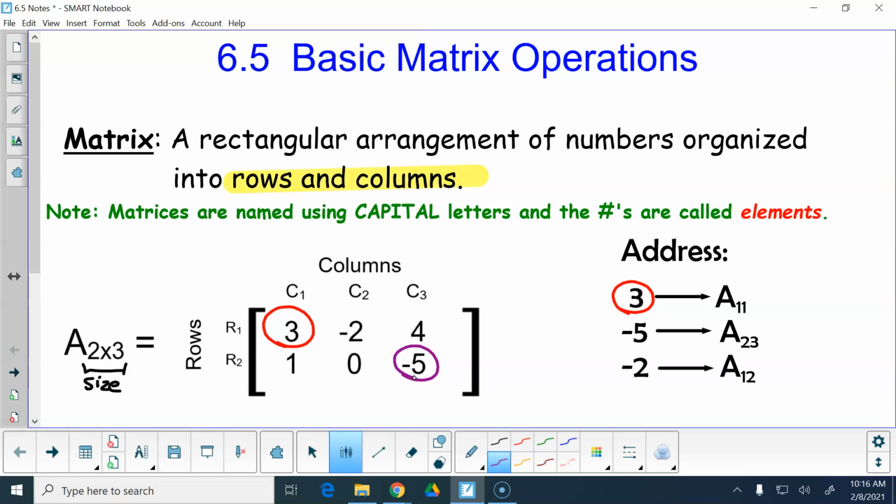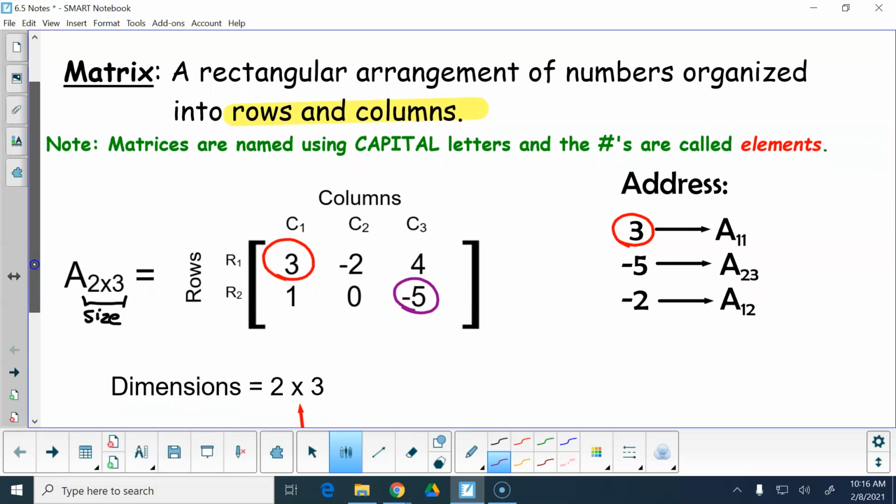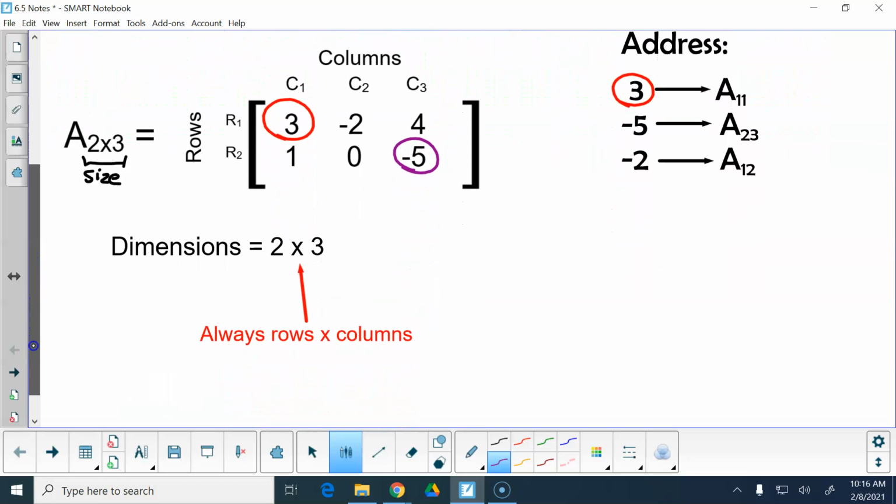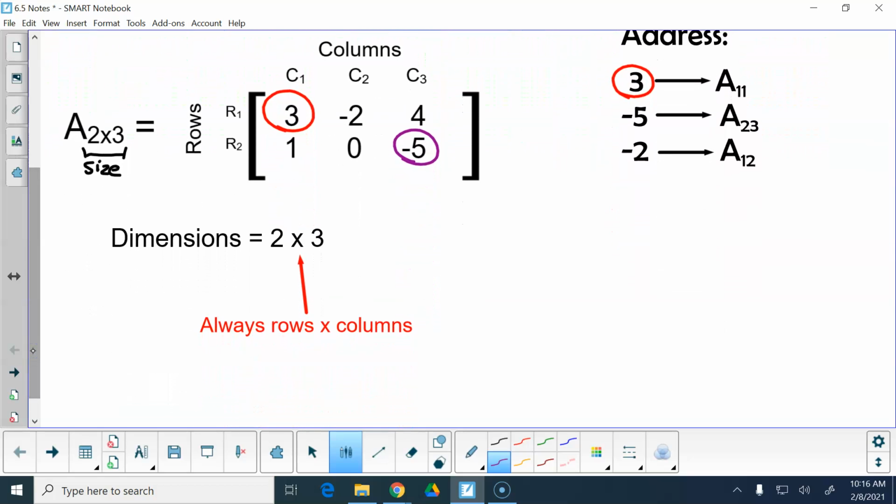Okay. Again, the dimensions are always rows by columns. Rows by columns. It's the number 1 rule of matrices. Always rows by columns.